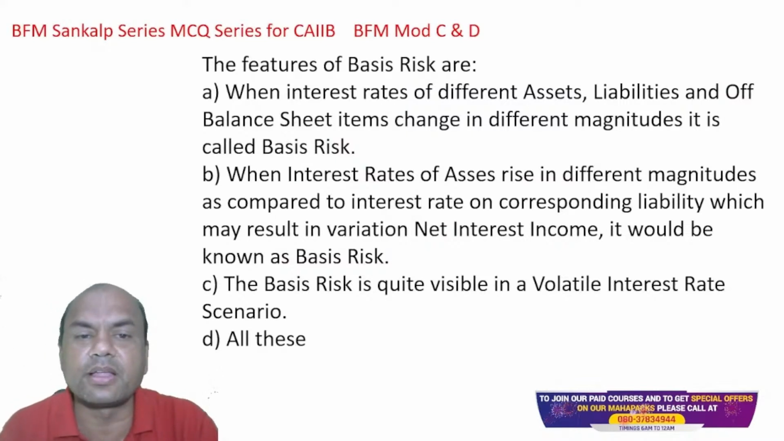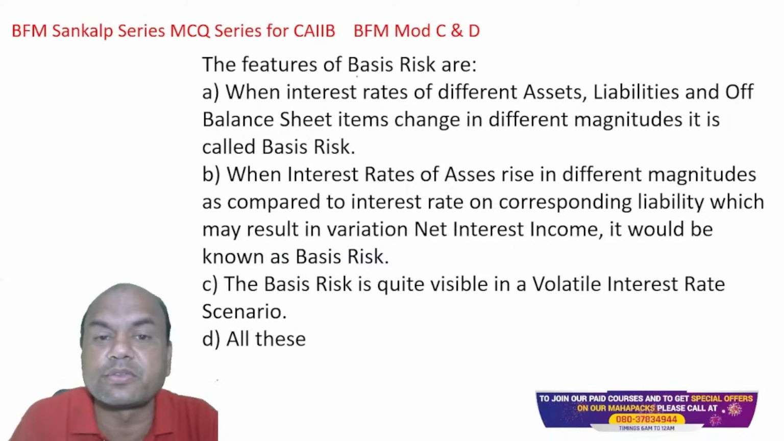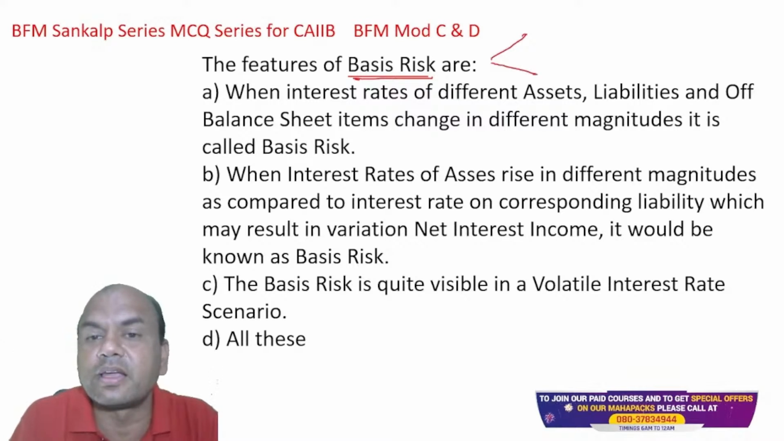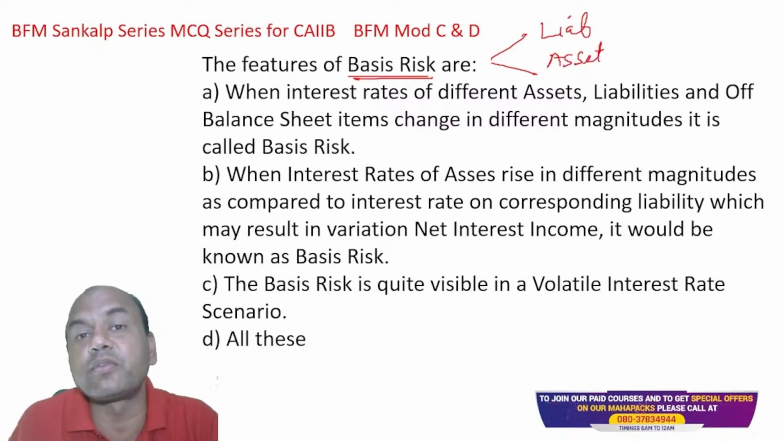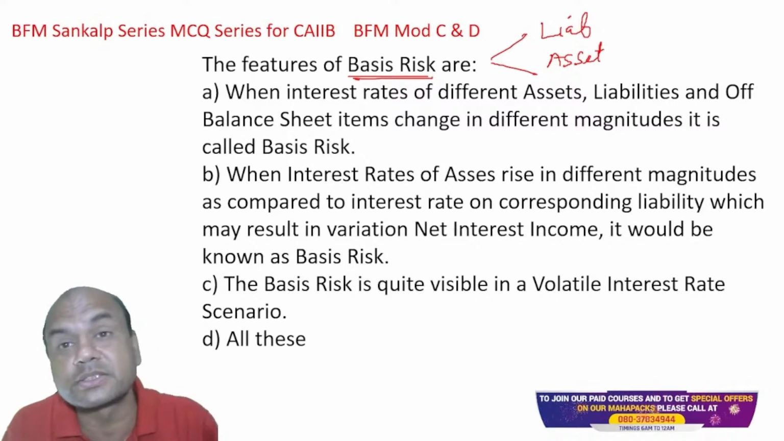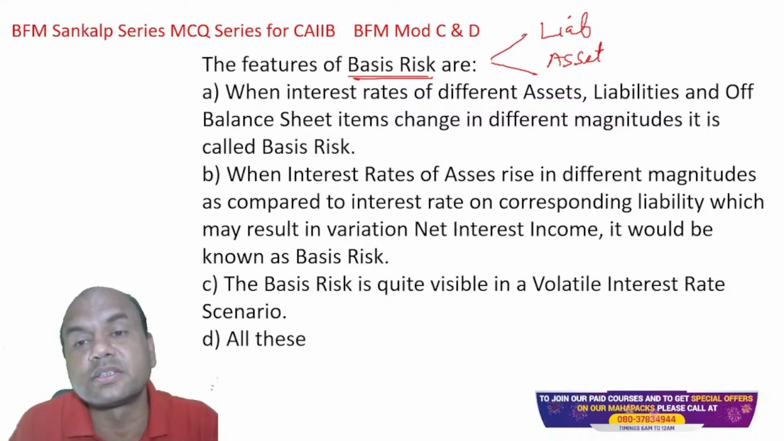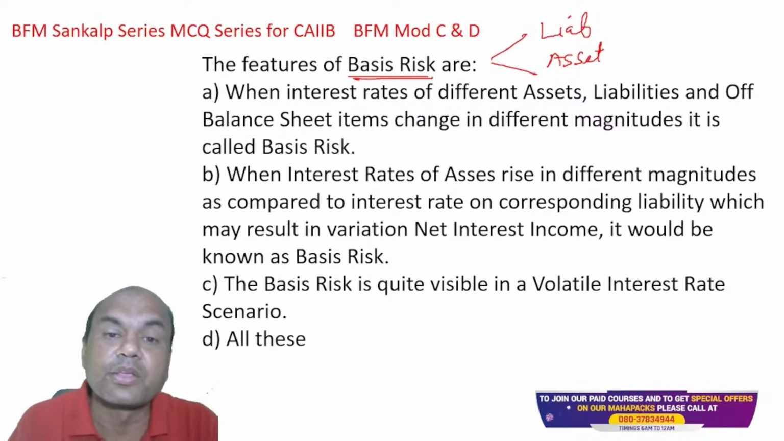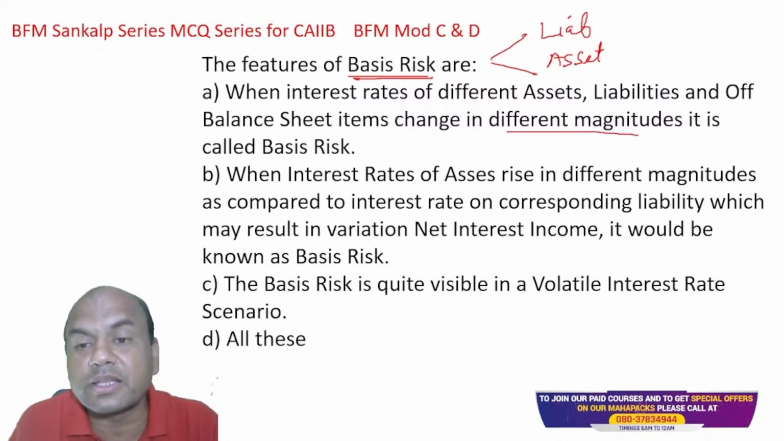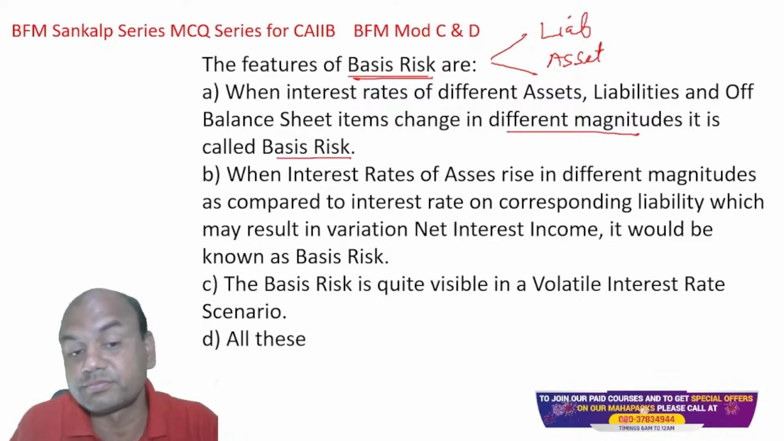These are the features of the basis risk. What is meant by basis risk? The rate of interest of liabilities and assets, meaning deposits and loans, changes differently in different magnitudes. For example, the rate of interest of deposit changes by 2% and the rate of interest of loan changes by only 1%. That is known as basis risk. When the interest rates of different assets, liabilities and off-balance sheet items change in different magnitudes, it is called basis risk.